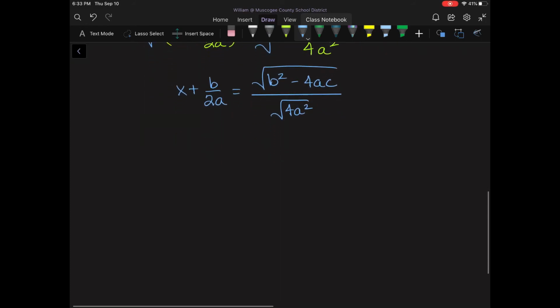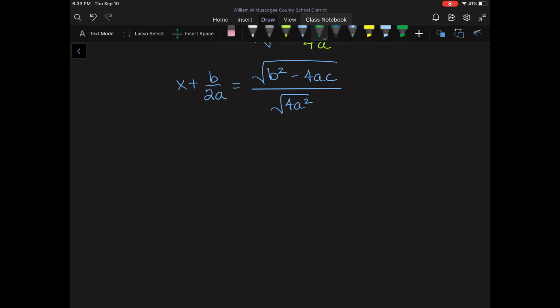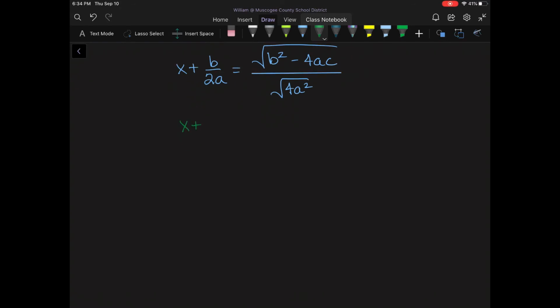So now looking at the numerator, we want to determine, is this something you could take the square root of? Could I take the square root of b squared minus 4ac? So are there two terms that are exactly alike that look like this? And that answer is no. So we're going to leave it as plus or minus the square root of b squared minus 4ac.